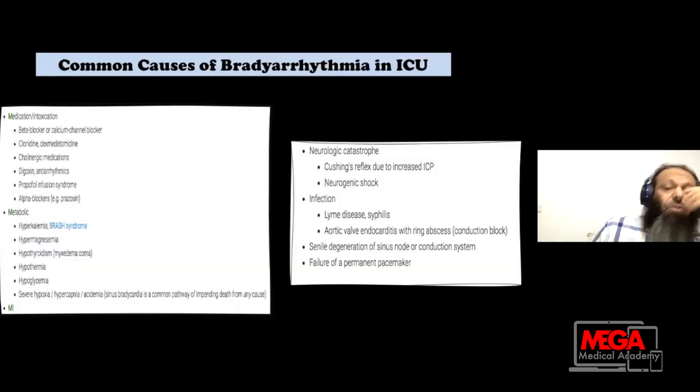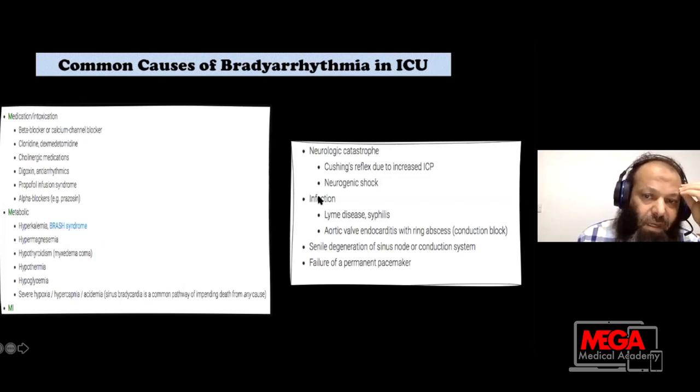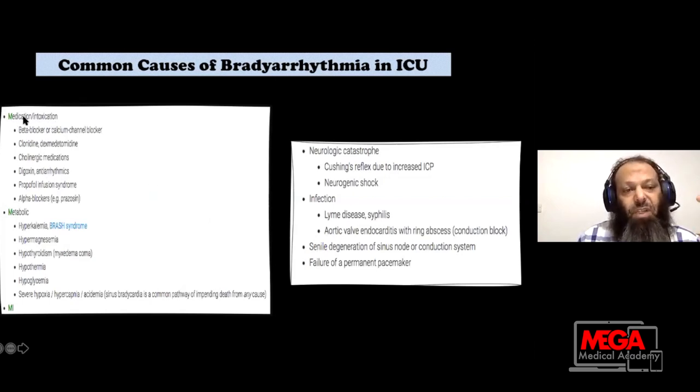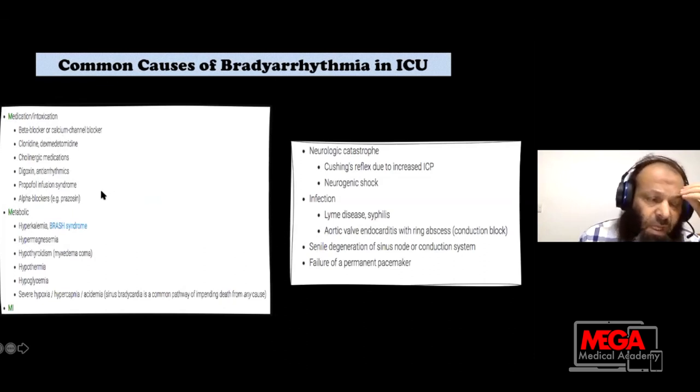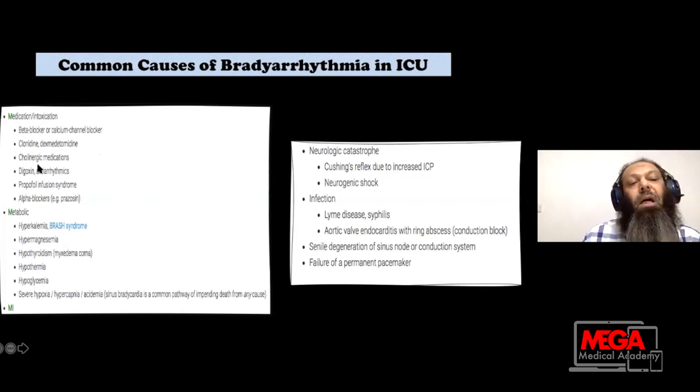Now, moving to the second part: what are the common causes of bradyarrhythmia in ICU? I will highlight them under 3 M's, 1 N, infection, then others. So for the first M, it's medication or intoxication. Of course, beta blocker, calcium channel blocker toxicity, clonidine toxicity, digoxin toxicity, propofol infusion syndrome. Those are common medication overdoses that cause lethal bradyarrhythmia in ICU.